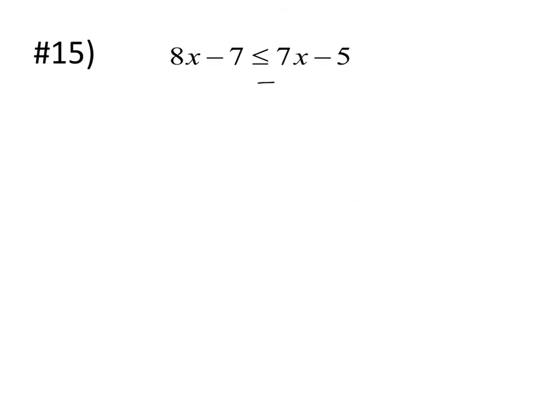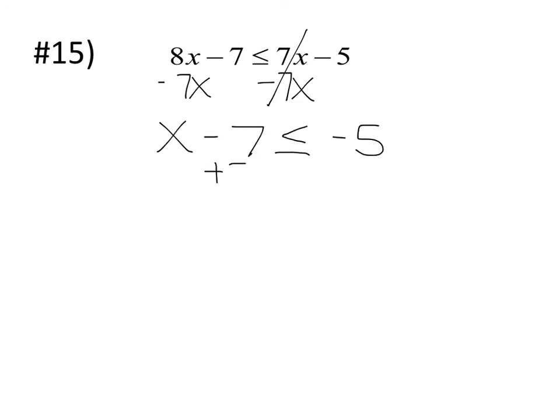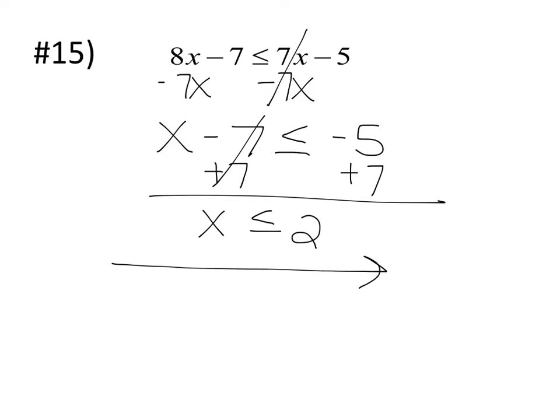Here we're going to have two steps. I'm going to subtract 7x from both sides. That's going to give me x minus 7 is less than or equal to -5. Then I'm going to add 7 to both sides, giving me x is less than or equal to 2. Now I'm going to graph it. I'm going to put 2 right in the middle, and I've got 3 and 1.